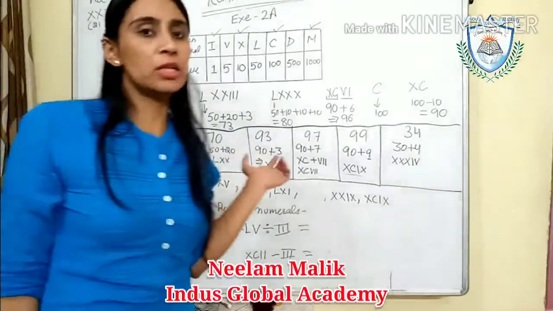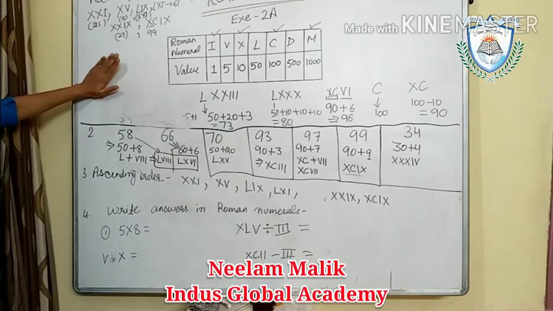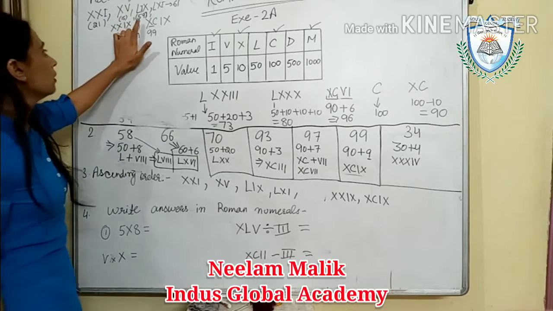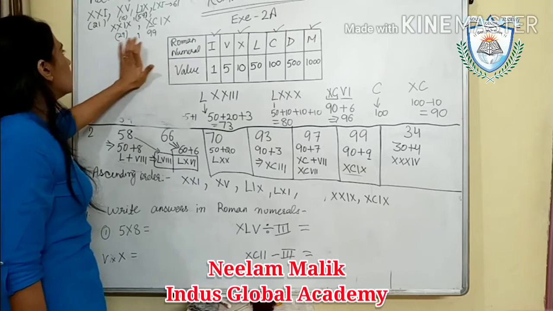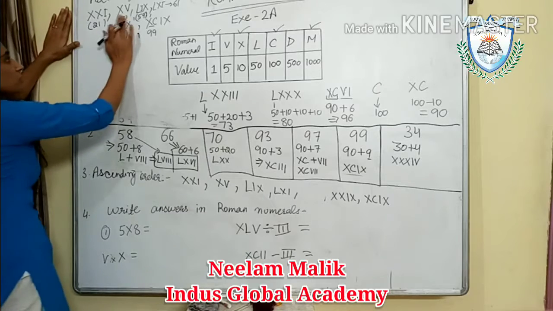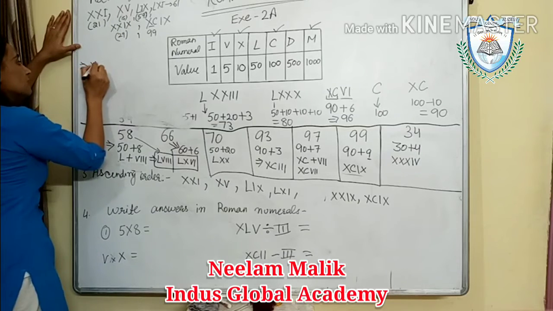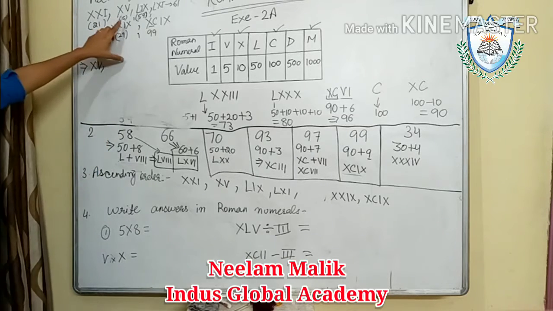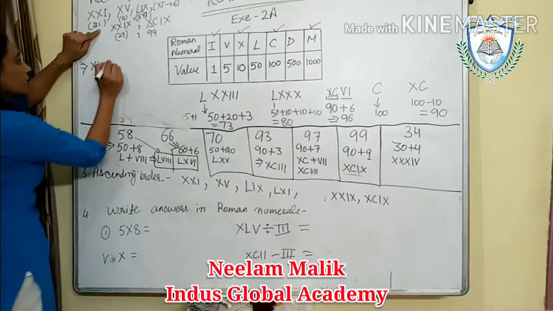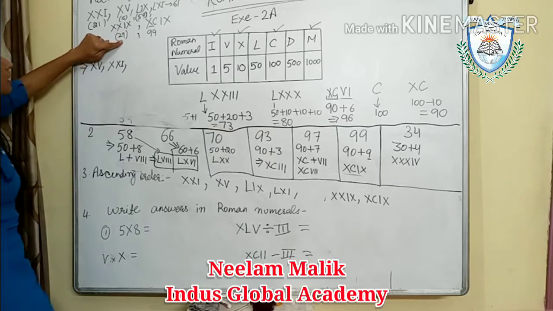Now we know the value of all the Roman numerals, so we can arrange them into ascending order. Which one is smallest? Here is 21, 15, 59, 61, 29 and 99. So 15 is smallest. First we will write XV, then a comma. What will come next after 15? 21. After 15, 21 will come, that is XXI.